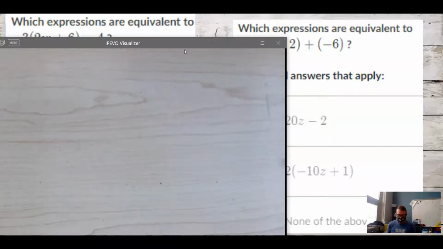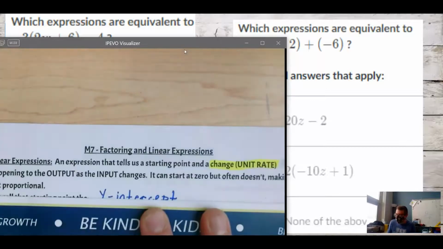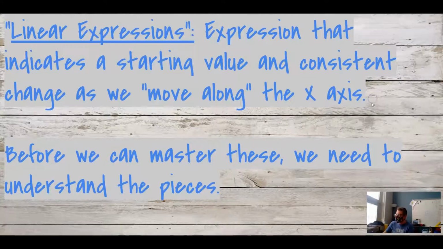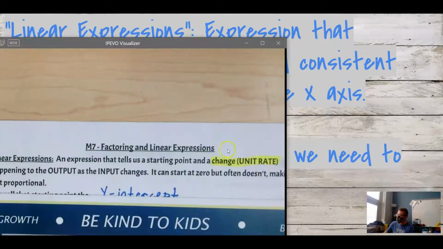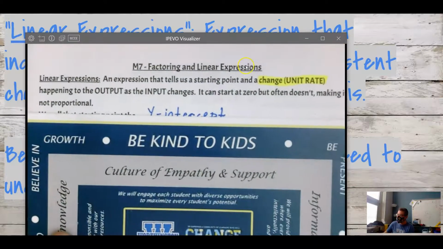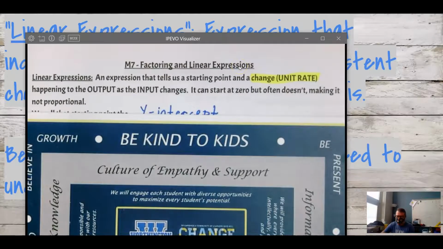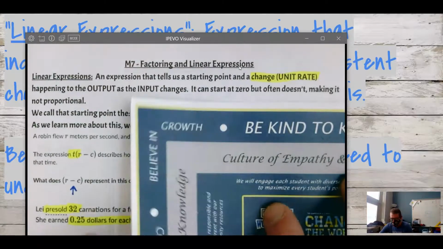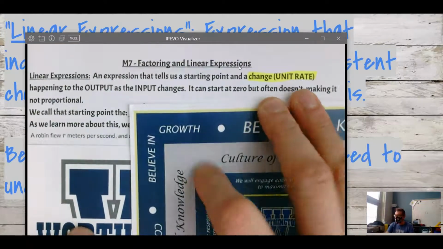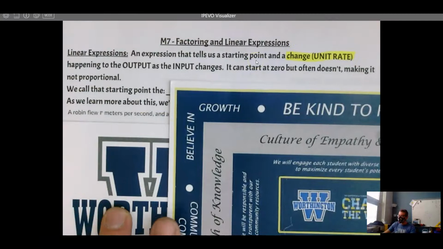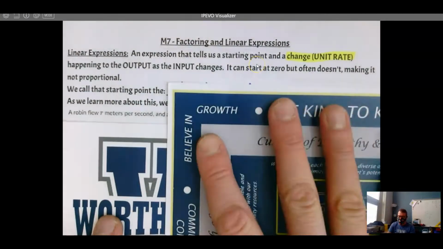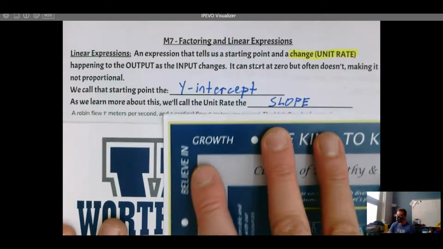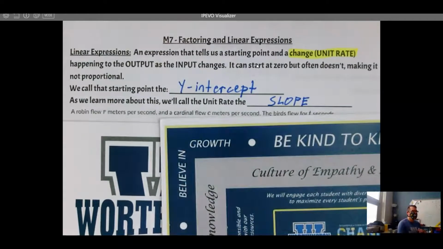Let's flip to the back. A linear expression is an expression that tells us a starting point and a change. I would like you to highlight unit rate. The change that a linear expression tells us is the unit rate for that situation. When we talk about linear expressions, we often talk about where we start. And that starting point is what we call the y-intercept. Now, if the y-intercept is 0, it's proportional. Otherwise, it's not.